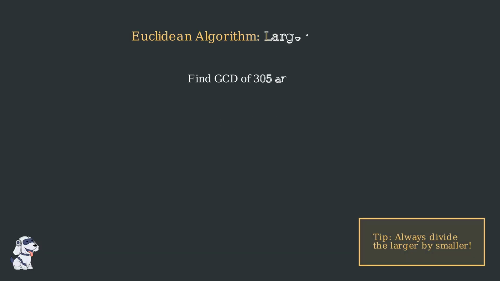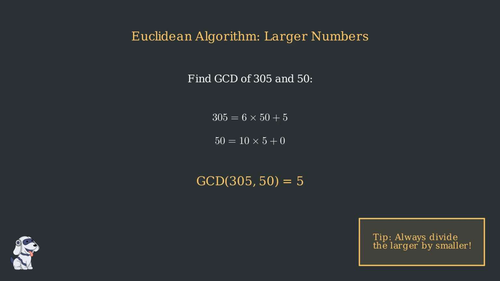Working with larger numbers is simple when we use the Euclidean algorithm. Let's find the greatest common divisor of 305 and 50. We divide 305 by 50 to get 6 with a remainder of 5. Then we take our previous divisor and divide by the remainder. Since 50 divided by 5 leaves a remainder of 0, our last non-zero remainder, 5, is the GCD.